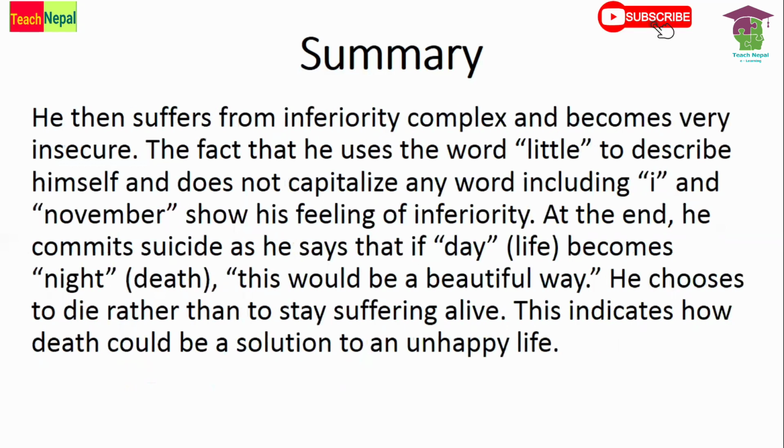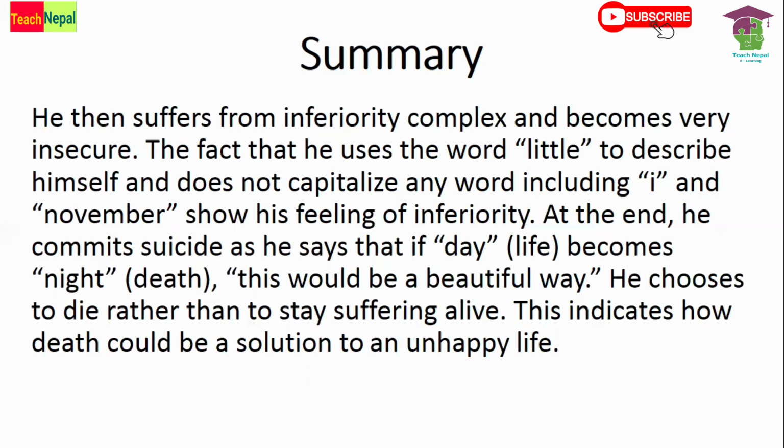He then says here the use of little i. Why little i has been used, I have collected some information here. He then suffers from an inferiority complex. Inferior, plus inferiority, the phenomenon of feeling inferior to oneself is called an inferiority complex here. And becomes very insecure, right? The fact that he uses the word little to describe himself and doesn't capitalize any word including I and November, so his feeling of inferiority means he is feeling inferior or weak or unhappy.